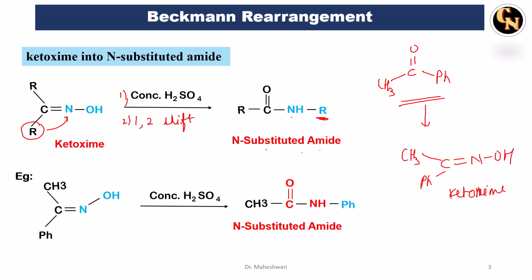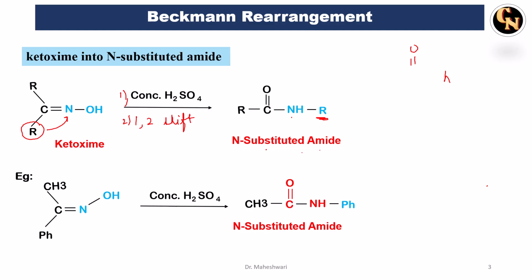Once we get the ketoxime, we treat it with acid, and a 1,2 shift will take place. The group which is anti to OH, you can see here, is the phenyl group. So selectivity is also one of the things: the group which is anti to OH is going to migrate. So here in this case, the phenyl group is going to migrate, and there is formation of N substituted amide.